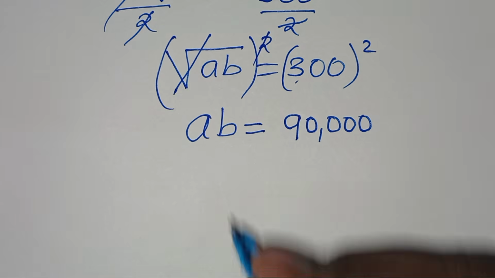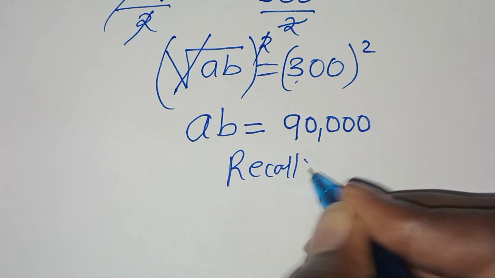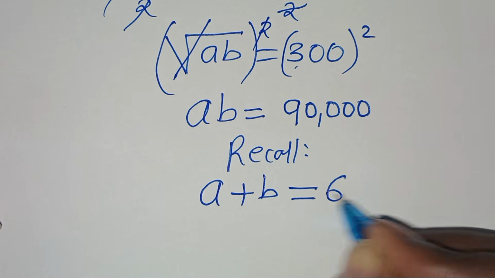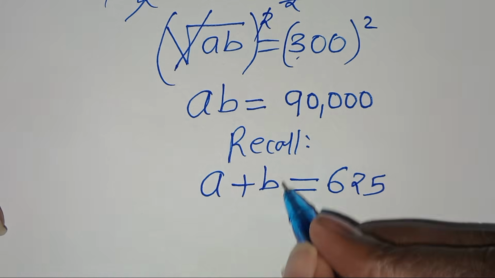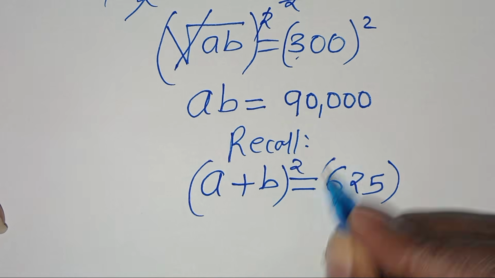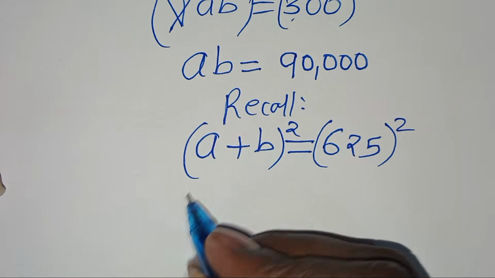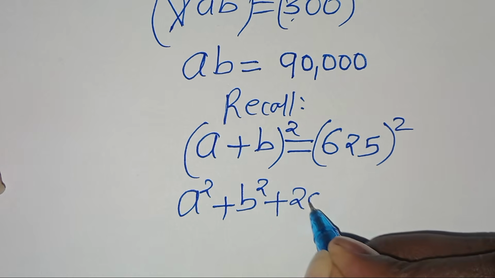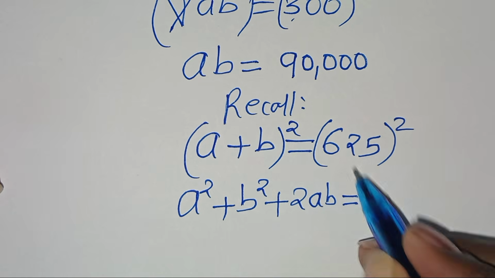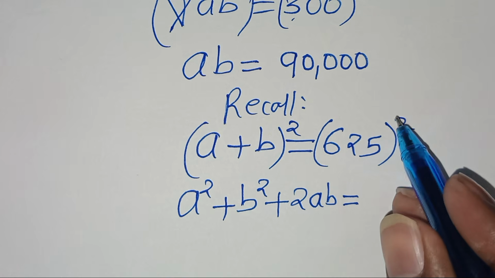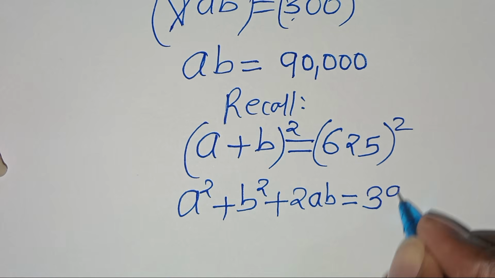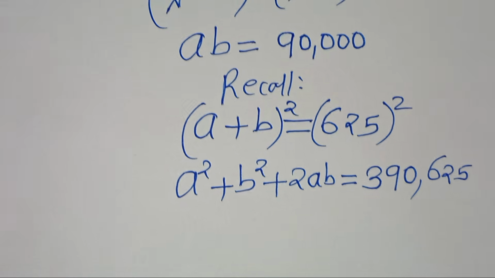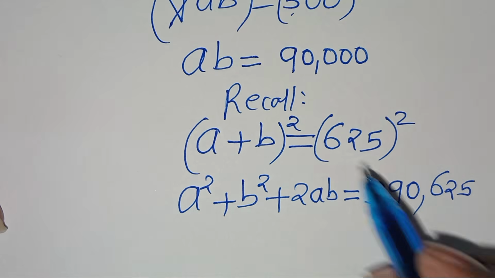Now, if you recall from equation 3, a plus b is equal to 625. Let's square both sides from here, so that now we have a squared plus b squared plus 2 times ab. This is equal to 625 raised to the power of 2, which is the same thing as 390,625. We have that a times b is what we have here.